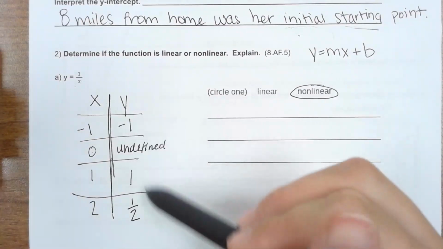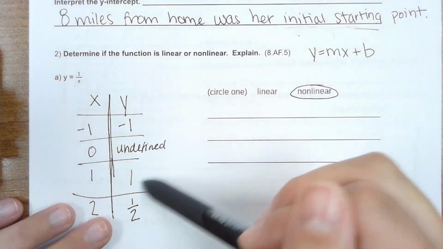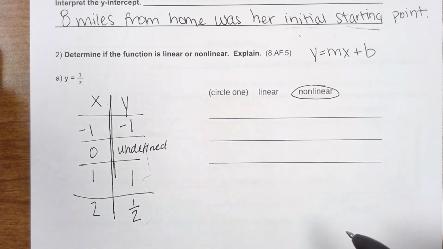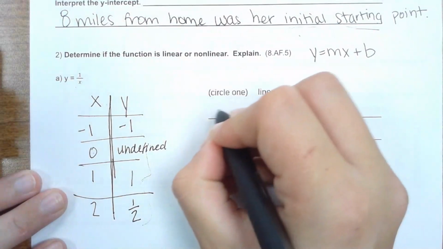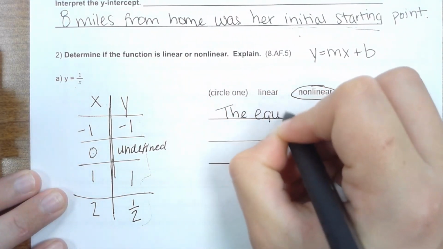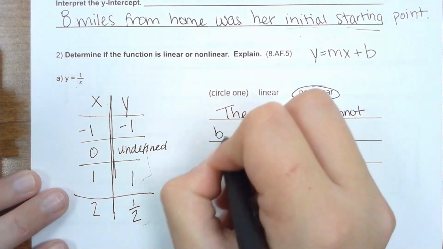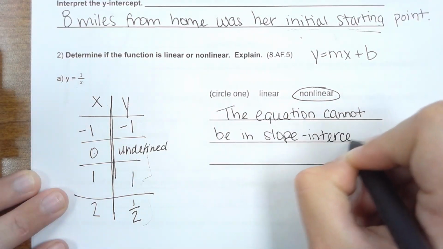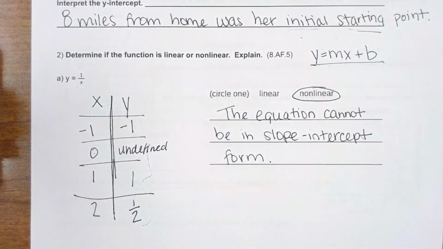As you guys can see, there's not a constant rate of change within your numbers on the y-axis. So that's just another way to double check if this equation is linear or not. So we're going to say nonlinear because the equation cannot be in slope-intercept form. So your slope-intercept form equation is y equals mx plus b.